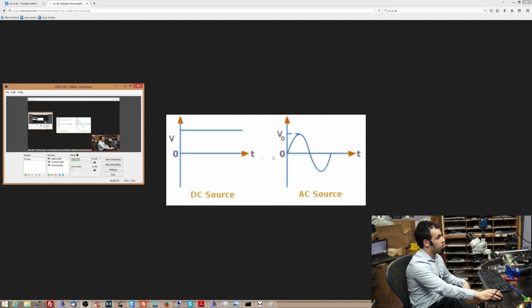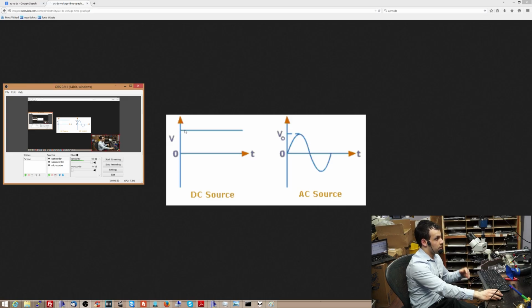Now in the middle over here you have 0 volts. So this line, right here on the y-axis, represents 0 volts. Above it is going to be a positive voltage and below it is going to be a negative voltage. So here let's just assume that this is 100 volts of DC.